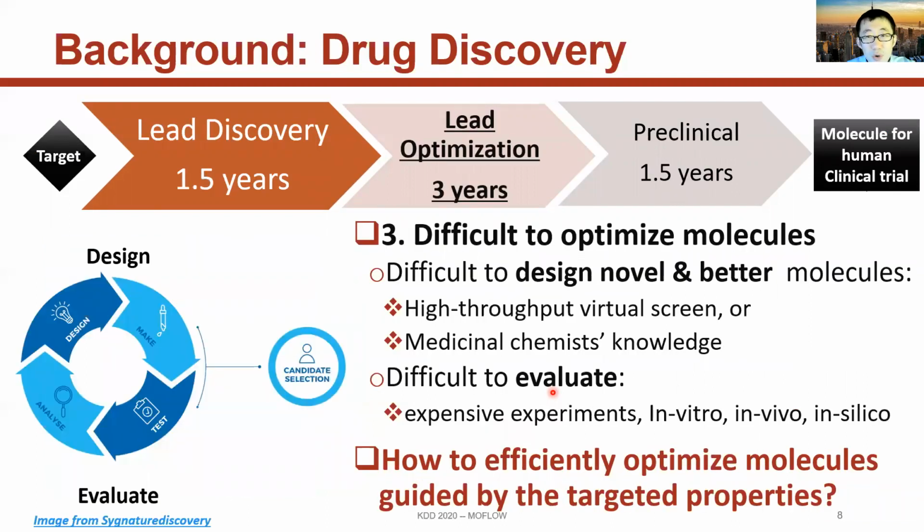Lead optimization, which tries to optimize molecules, is also very difficult. To design novel molecules with optimized properties needs high-throughput screening of existing databases or relies on medicinal chemist knowledge. To evaluate the candidate molecules needs very expensive in vivo experiments or expensive in silico simulation. How to efficiently optimize molecules guided by the targeted properties is very challenging.